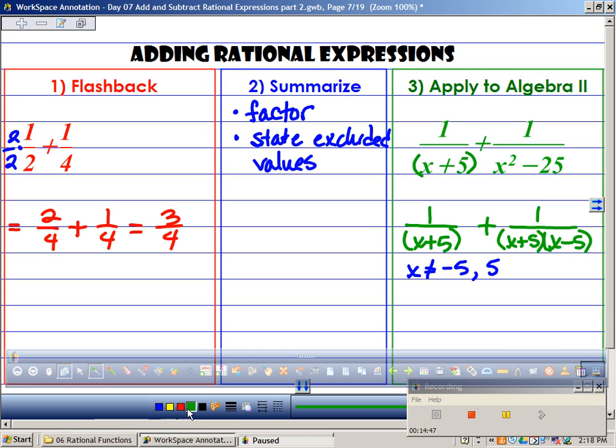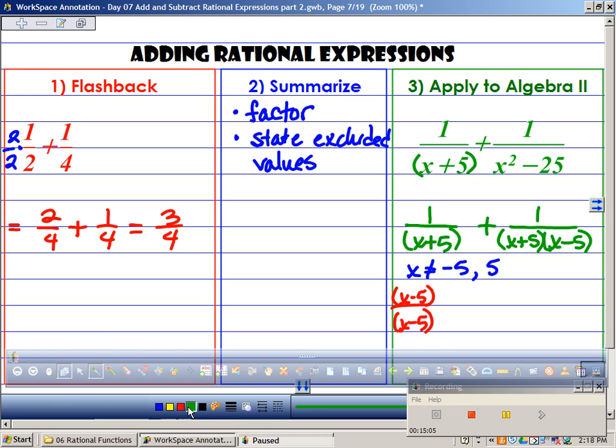Okay, let's continue. All right, what is this one missing that this one has? This one's missing x minus 5. So I need to multiply it by x minus 5 over x minus 5.